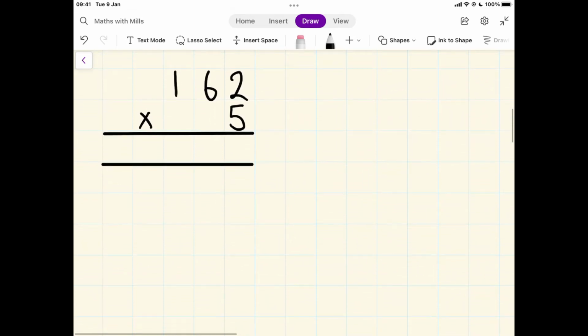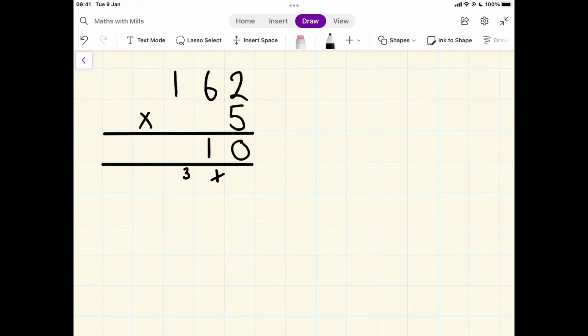Okay, here I have got 162 times 5. Again, I'm going to start on the right and I'm going to multiply each digit in turn. 5 times 2 is 10. I'm going to put the 0 and carry the 1. 5 times 6 is 30. Add on that 1 gives me 31. I'm going to put the 1 and I'm going to carry the 3 across.